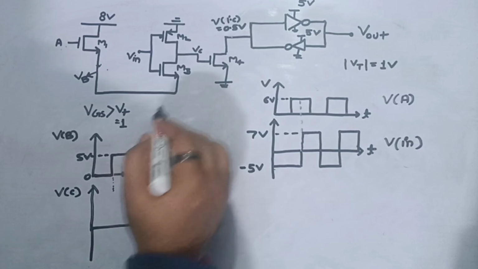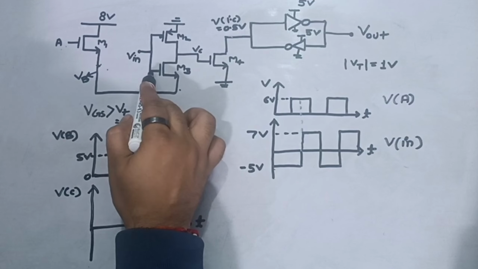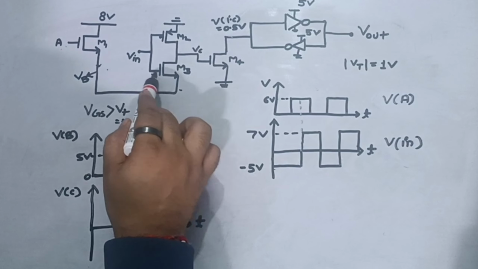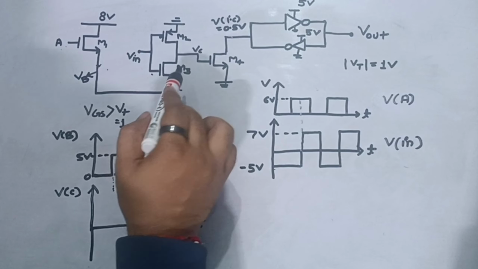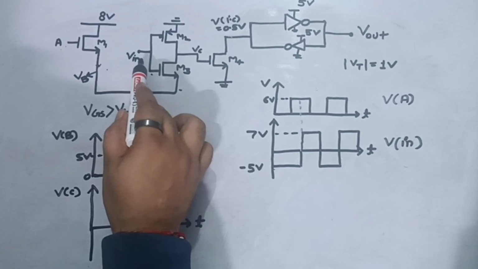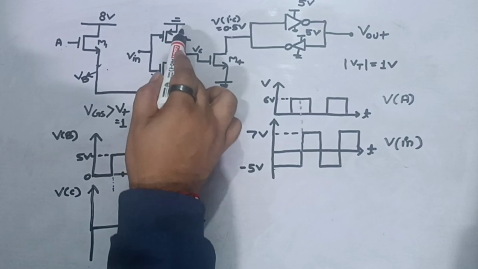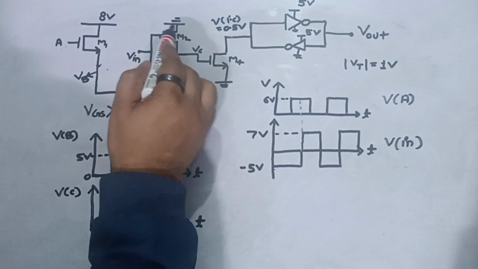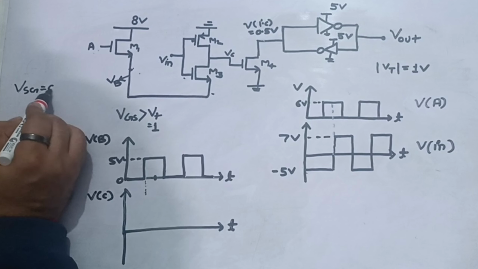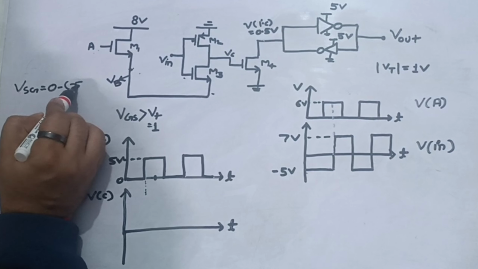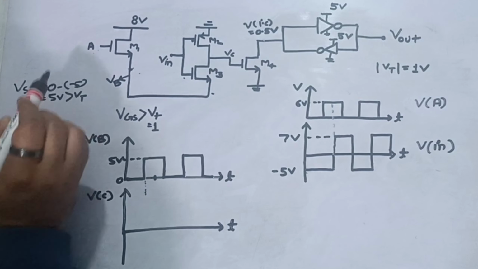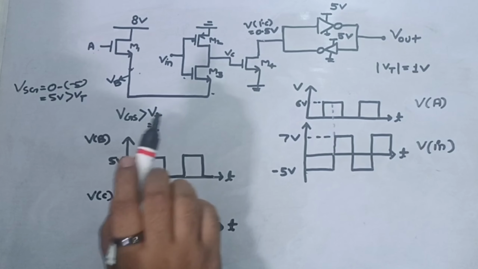When VB is 0, Vin is minus 5. Anyways, this NMOS will be turned off because VGS will be negative here. And if we talk about this PMOS, its source is sitting at ground, Vin as minus 5 volt. So it will be turned on, because if we calculate VSG for this PMOS, V source is 0 and VG is minus 5. So ultimately you will get 5 volt as VSG, which is greater than VT, which is 1 volt. So this PMOS, M2, will be turned on.